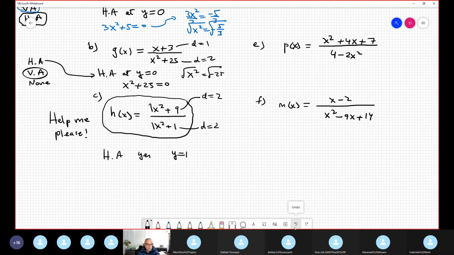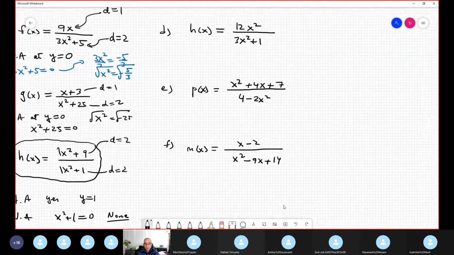You have a vertical, no? Because when you try to solve x squared plus 1, the equation at the bottom, it's imaginary. No. So it's important to understand that when it's plus in the bottom, we always have imaginary, so we have no vertical.